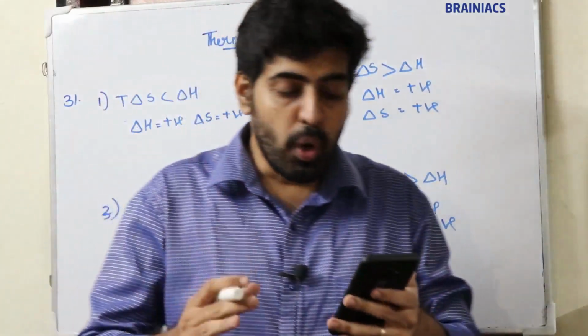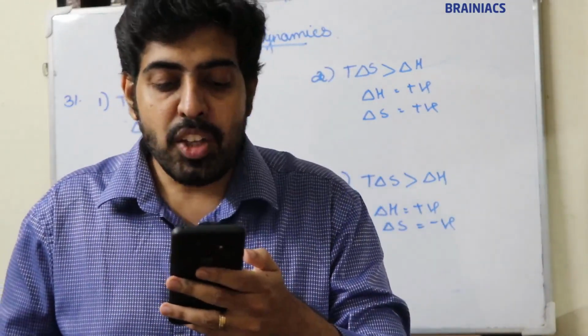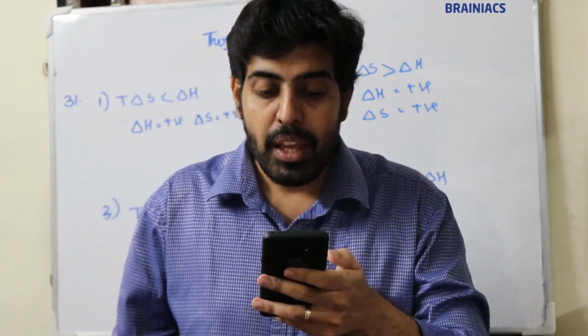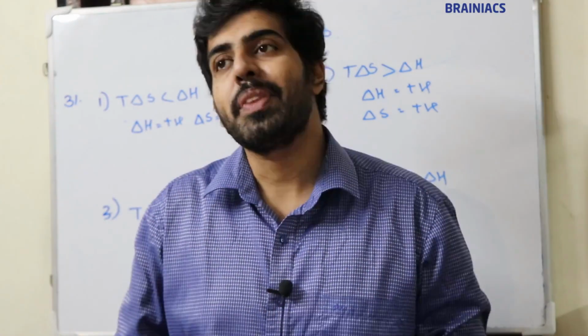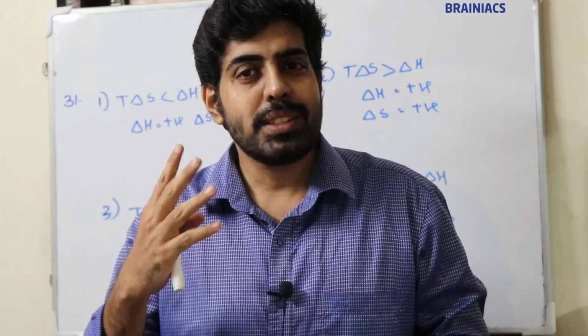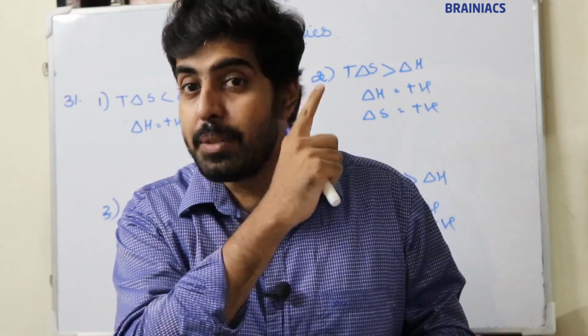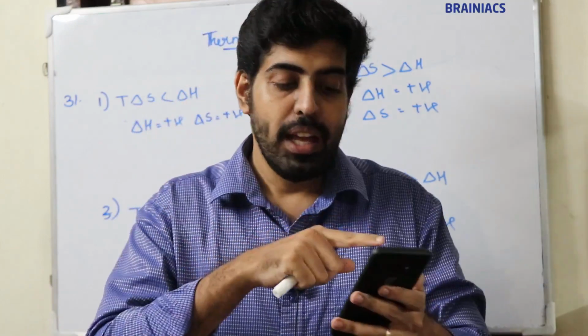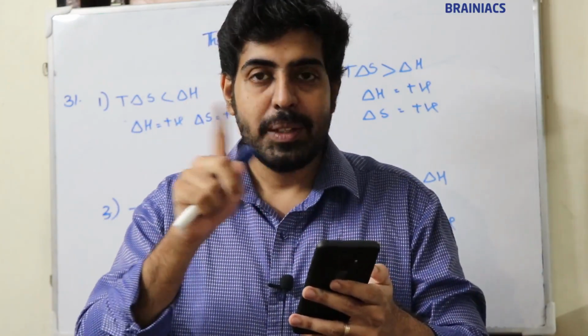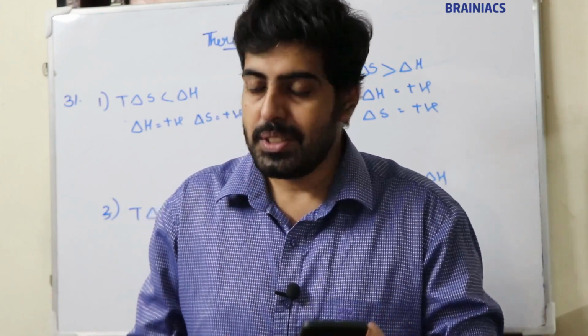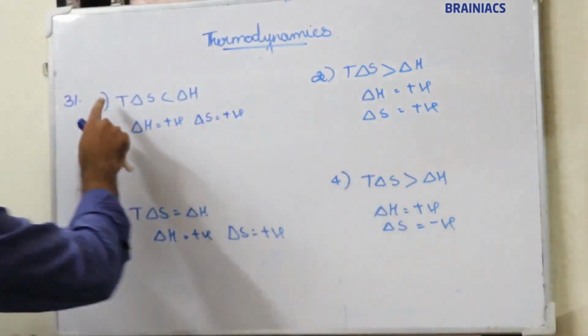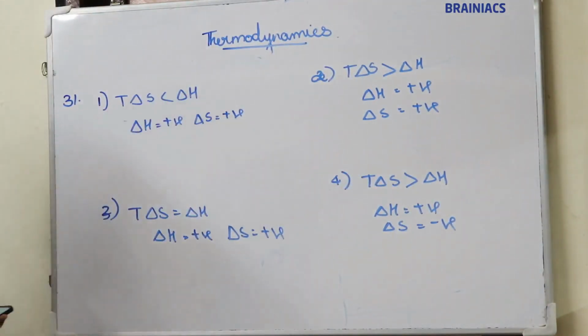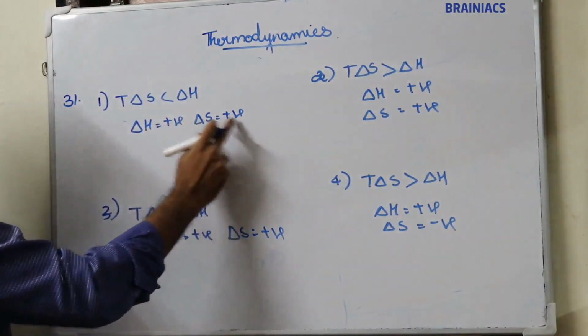Okay. Moving on to question number 31. A reaction occurs spontaneously if, and 4 options are given. I think you remember, we discussed 4 cases when we discussed Gibbs free energy. Case 1, case 2, case 3, case 4. They have given the 4 cases as options. So first option, T delta S is less than delta H. Here delta H is positive, delta S is positive.